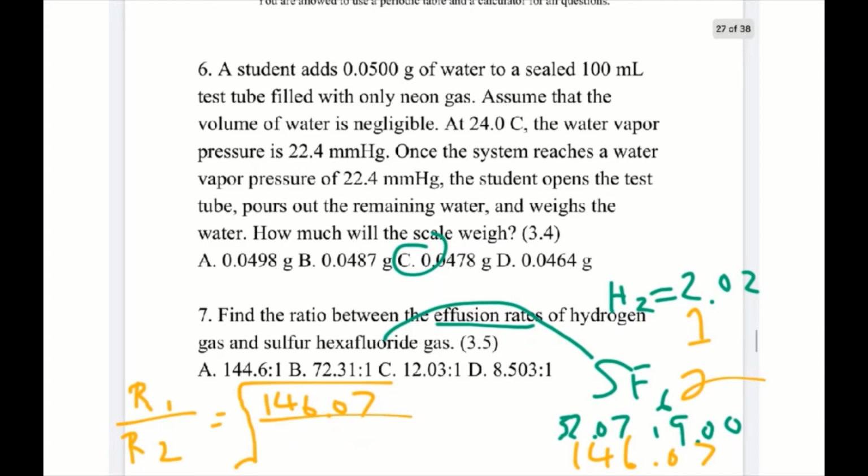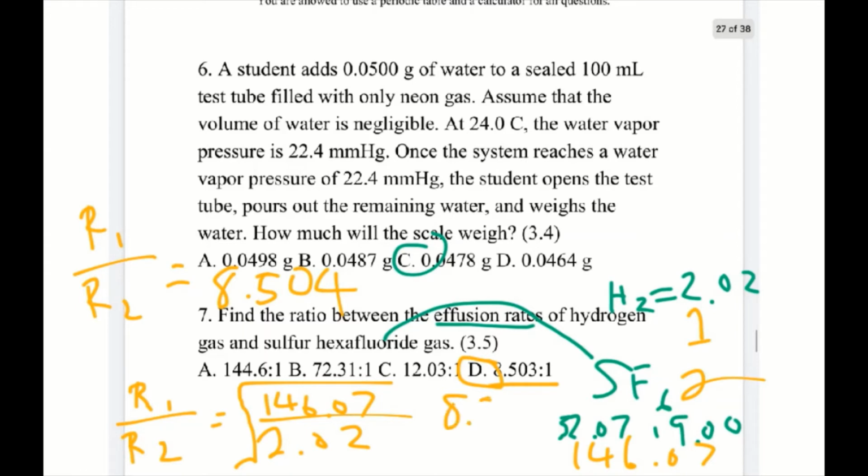146.07 over 2.02, and this is all square rooted, and when you do the math, you take the square root of 146.07, you divide it by 2.02, and you get that R1 over R2 is equal to 8.504, and this is closest to D, and notice how it says 8.50321. Now that's the same thing as 8.503, since 8.503 over 1 is still 8.503.